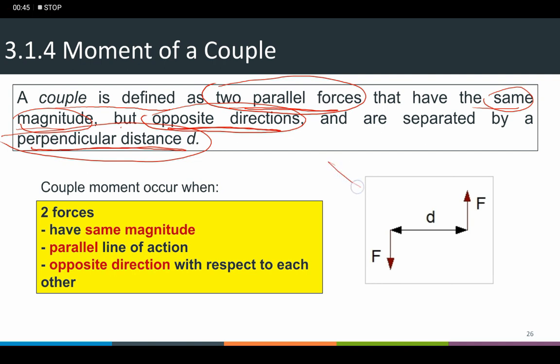Look here, this is a force upward, this is a force downward. These forces are in opposite directions, and have distance d. What is d? d is a perpendicular distance. So, couple moment occurs when two forces have the same magnitude, parallel line of action, and opposite direction with respect to each other.